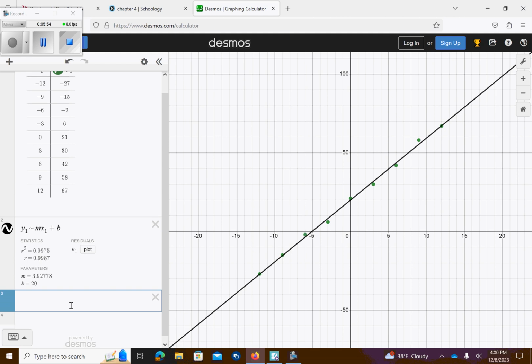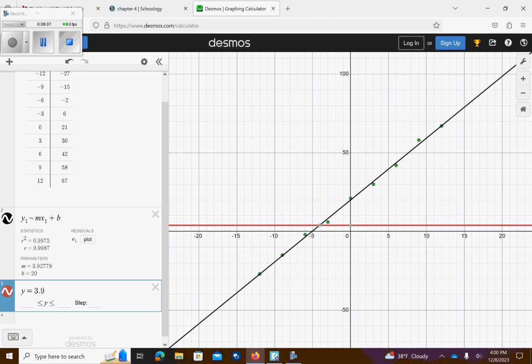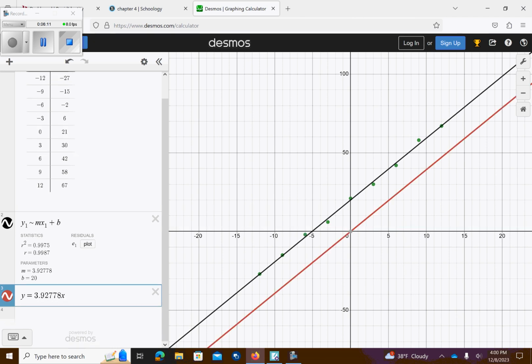So if you look at it, it says, use a graphing calculator to find the line of best fit. That's all we have to do, is find the line of best fit. Our line of best fit is really Y equals, the slope they gave us was 3.92778x plus 20. That's our equation. We don't have to look at the correlation or anything like that, but that's our line of best fit. This is the slope, which is a big ol' decimal.